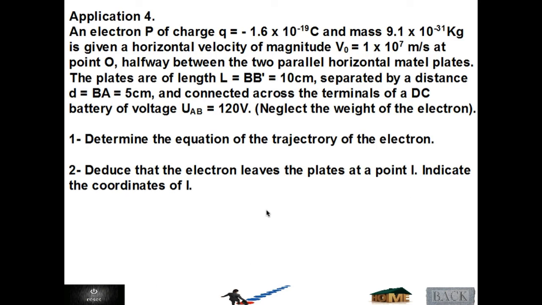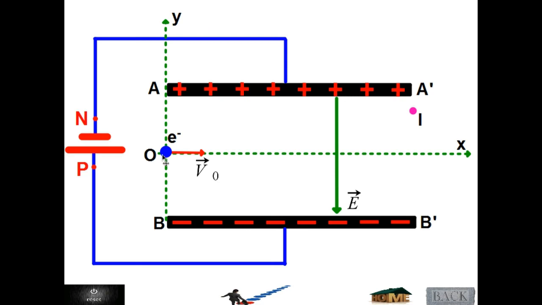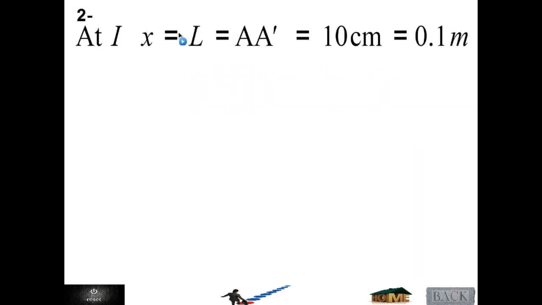Part 2. Deduce that the electron leaves the plates at a point I, and indicate the coordinates of I. We should prove that the electron will move and will not collide with the plate. It will leave the plates at point I and continue its motion. We can see here that the abscissa of I is A prime, which is the length of the plate. So at I, x equals L equals A prime equals 10 centimeter, which is 0.1 meter.